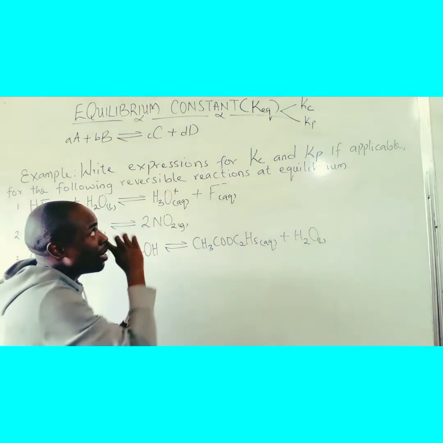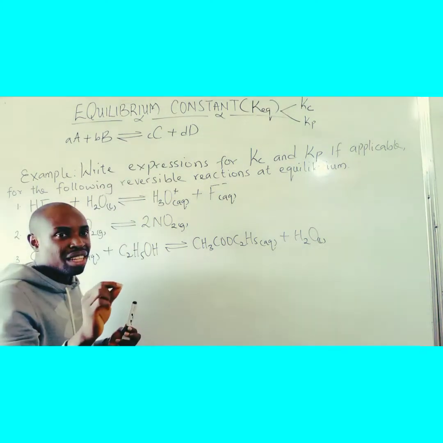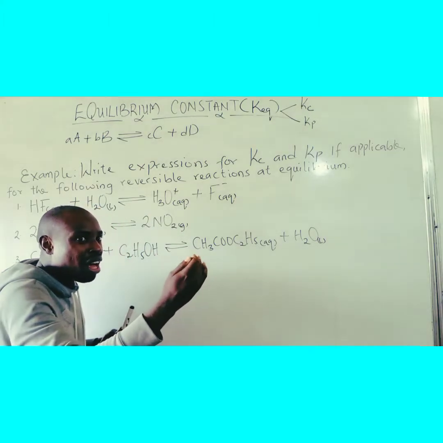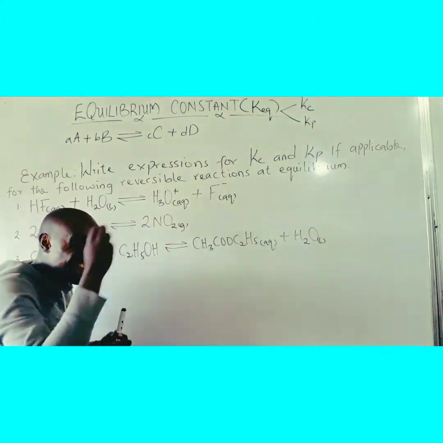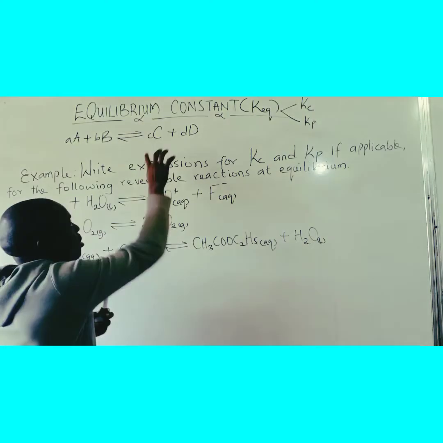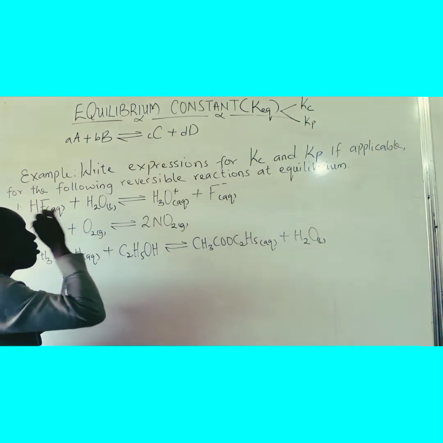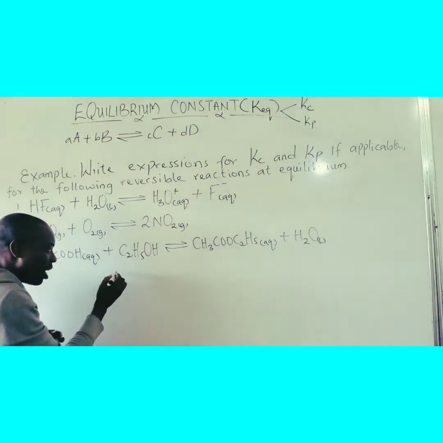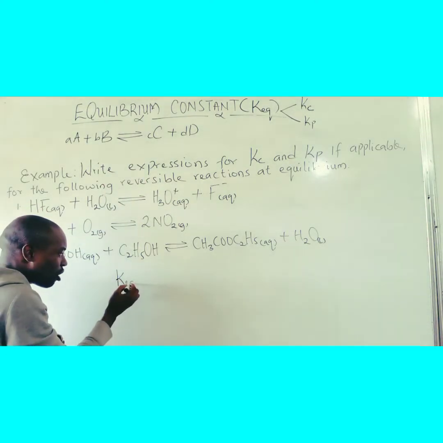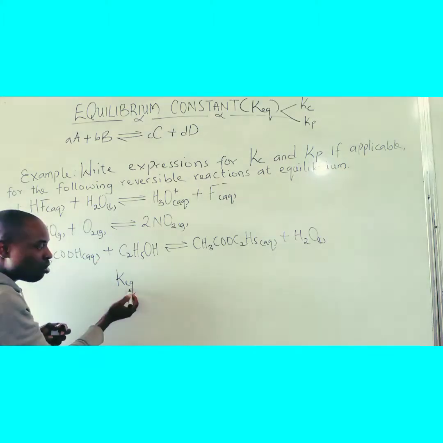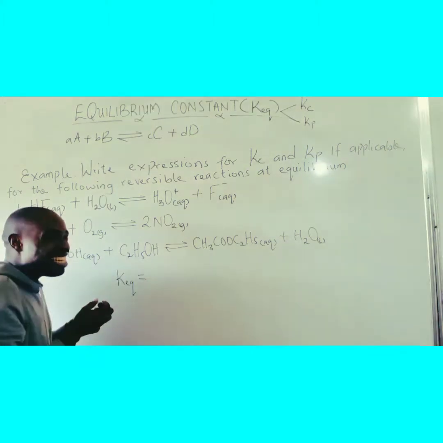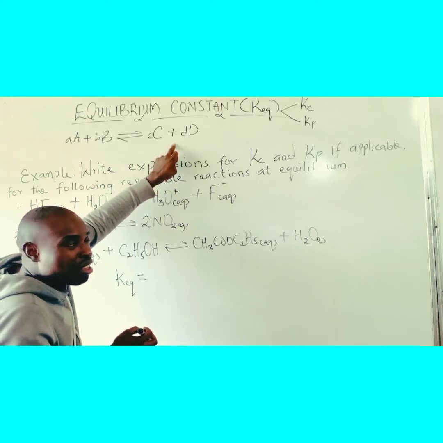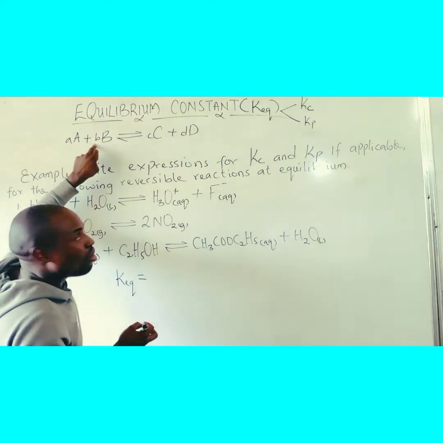Remember, we have said that a chemical equilibrium constant is the rate of the forward over the rate of the backward. This is the forward, this is the backward. So if I have to write the equilibrium constant for this, it will be Keq, the equilibrium constant, is equal to the rate of the forward reaction over the rate of the backward reaction.